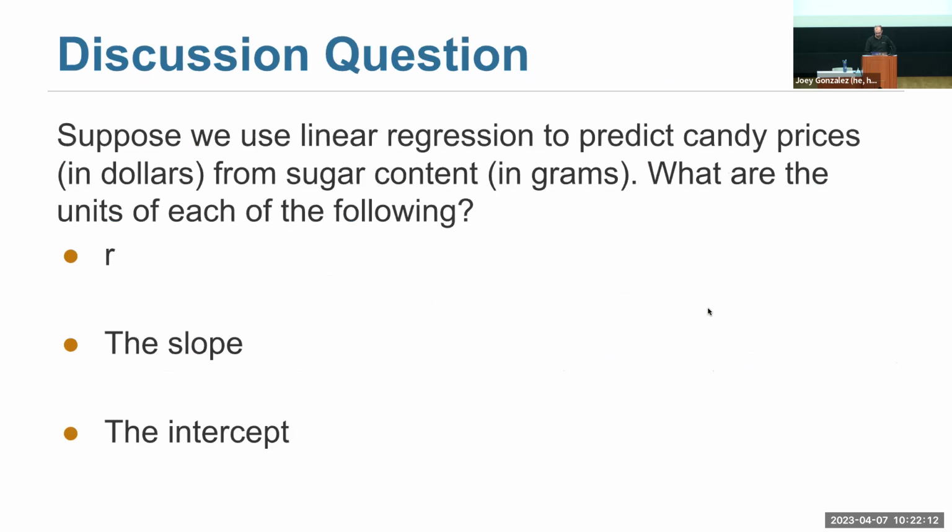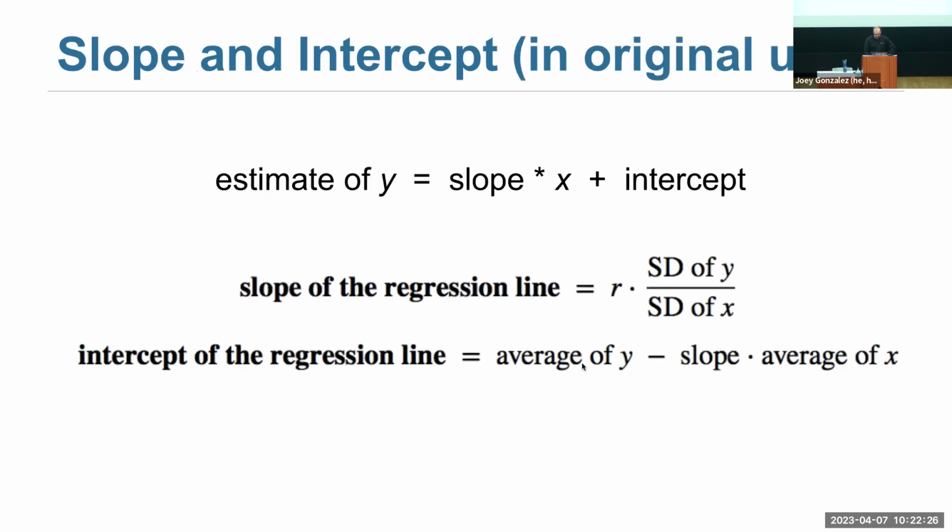Good. How about the intercept? My regression equation. What's the intercept? Someone shout it out. Dollars. Why is it in dollars? The average of y is in dollars. Slope is in dollars per gram. The average of x is in grams. Grams over dollars per gram, the grams cancel out. So we have dollars and dollars. Everything's in dollars.